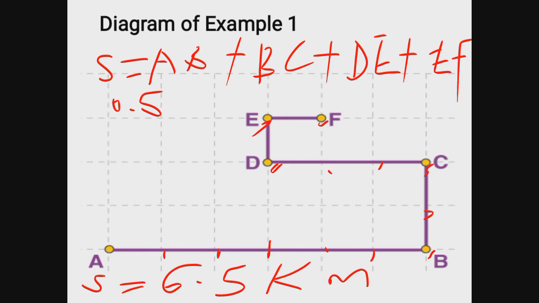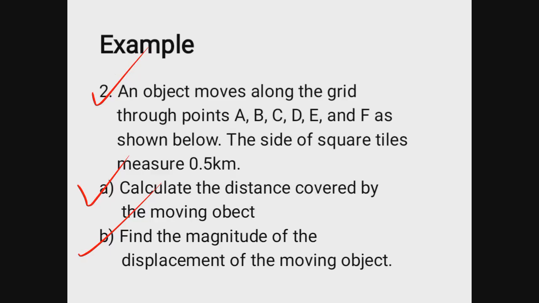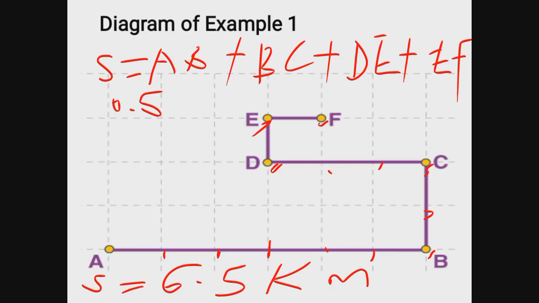Now, trying the B part of the question. The B part of the question wants us to get the displacement. And we have established that earlier. Displacement is the distance from where the object stops with respect to where the object started from. So this line AF is actually our displacement. And to get our displacement now, we need to resolve this journey into x and y axis.